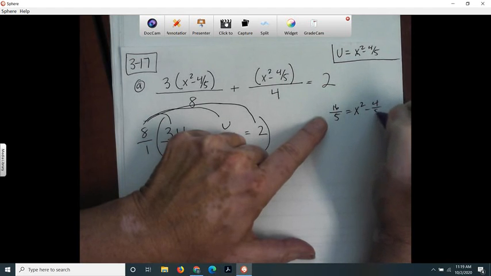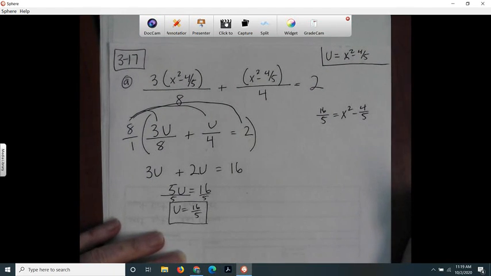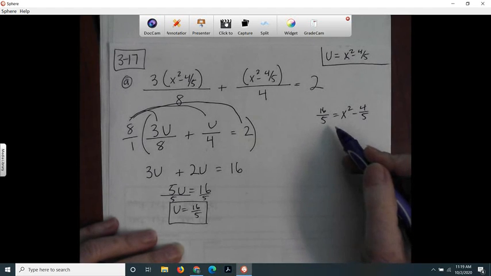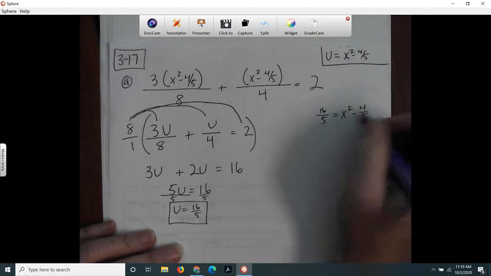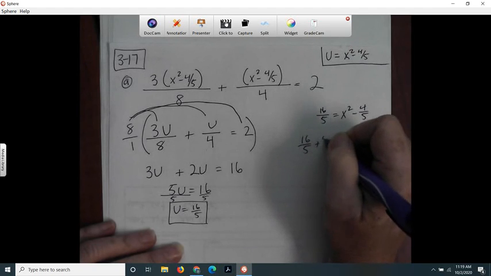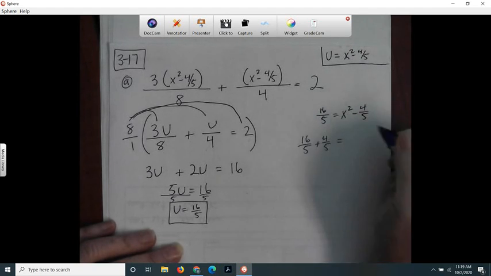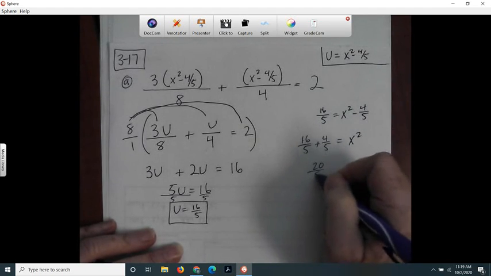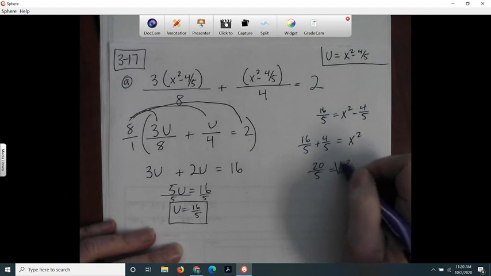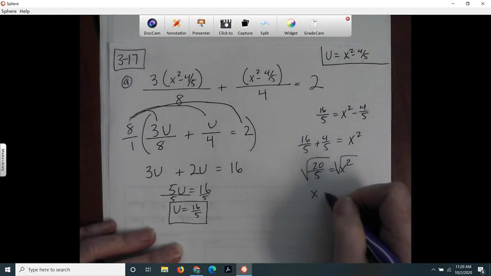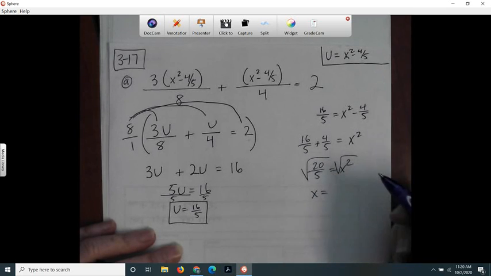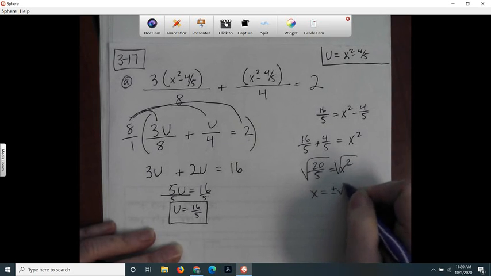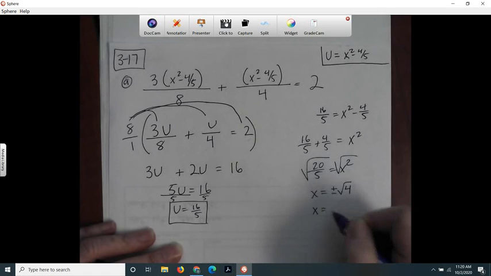Okay, so then if I add 4/5 to both sides, I'll have 16/5 plus 4/5 equals x squared. 16 plus 4 is 20, so 20/5 equals x squared. Square root both sides, and x equals the square root of 20 divided by 5, which is 4. So x is equal to plus or minus 2. Okay, that's letter A. We're going to keep going.